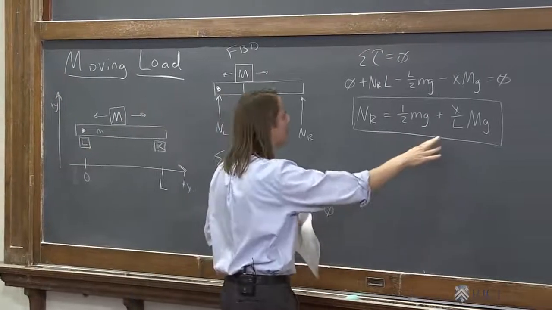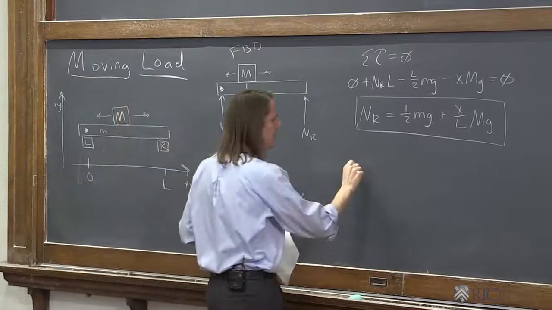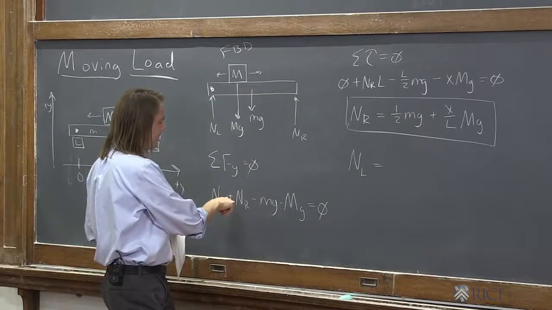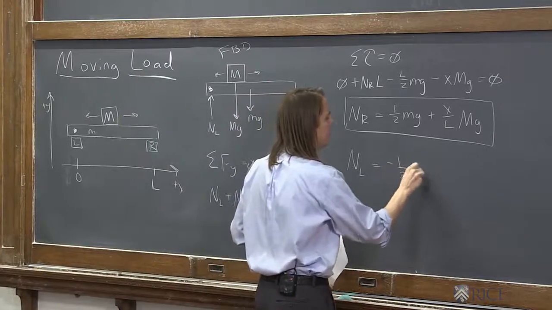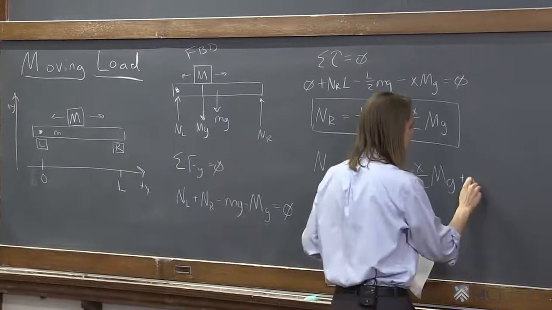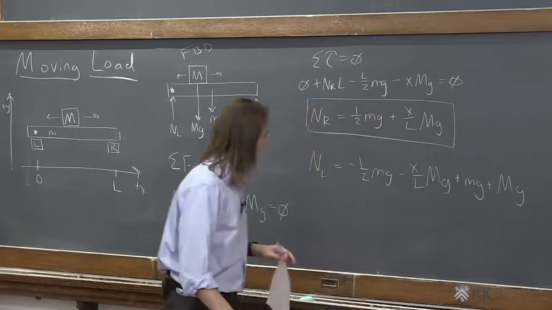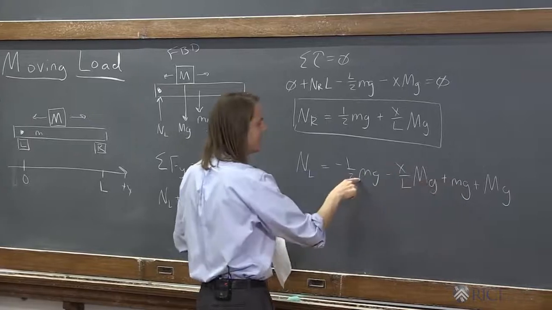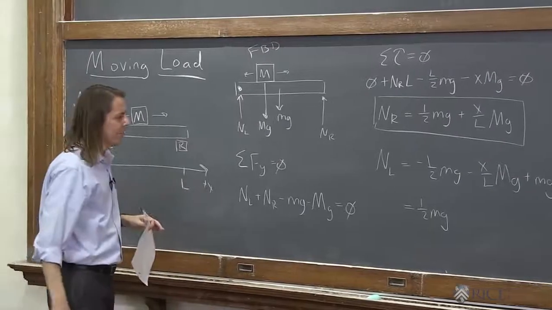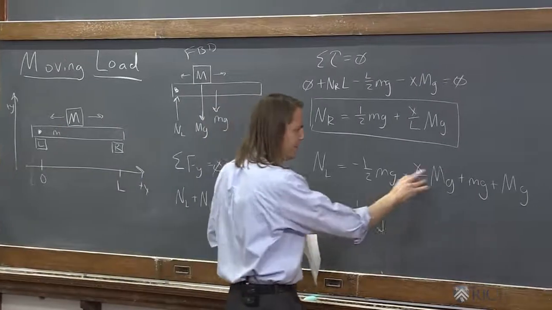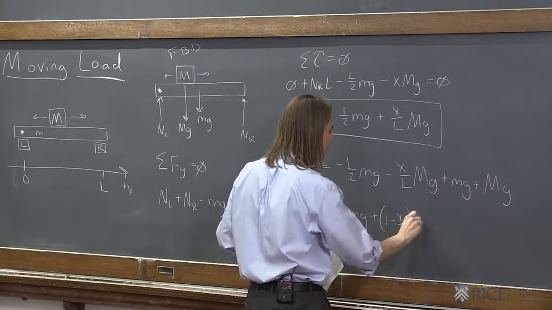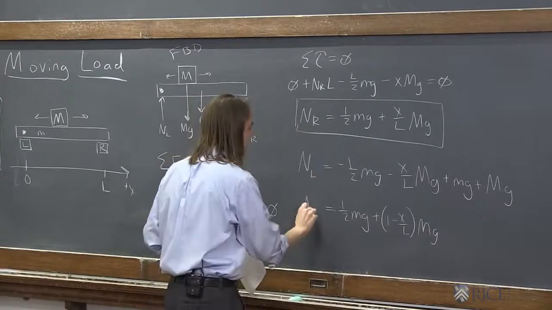OK, so let's solve then for N_L, the left one. It equals the negative of N_R, so minus 1/2 mg minus x over L, big MG, plus little mg plus big MG. All right, so you can see what that turns into: this and this give you 1/2 mg again. Well, that makes sense, because we said the two scales probably share the weight of the board. And then these become 1 minus x over L, big MG. And that's the left scale reading.